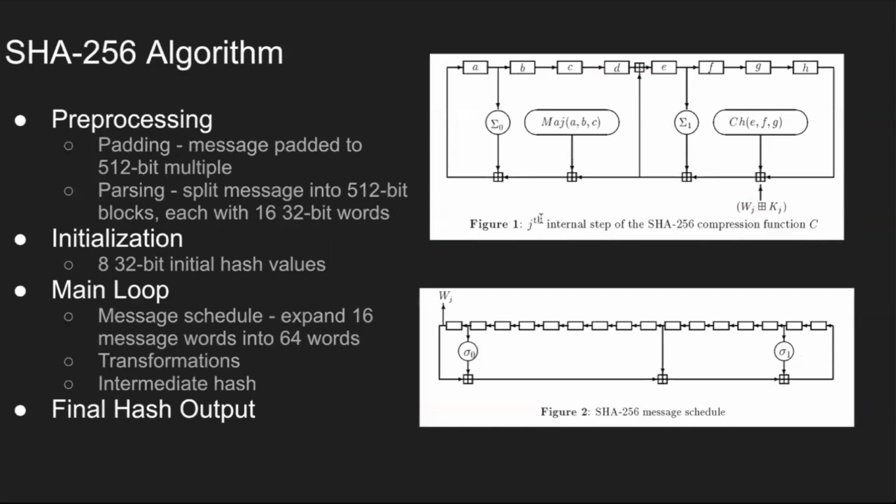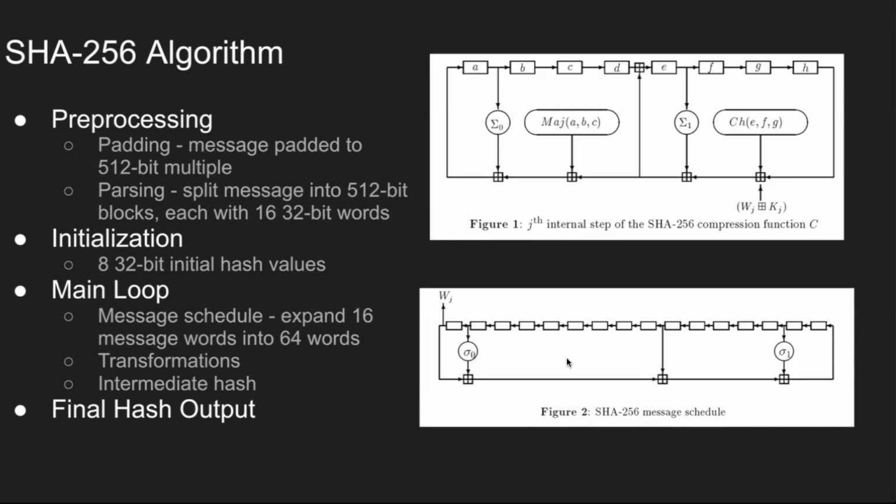SHA-256, or the Secure Hash Algorithm 256, is a cryptographic hash function that generates a fixed-size output of 256 bits, or 32 bytes, from an input of any size. Given the input data, the algorithm preprocesses the data by padding the message to a multiple of 512 bits and parses the message into 512-bit blocks so that each block has 16 32-bit words. Then the algorithm initializes the 8 32-bit initial hash values and integrates message scheduling into these values.